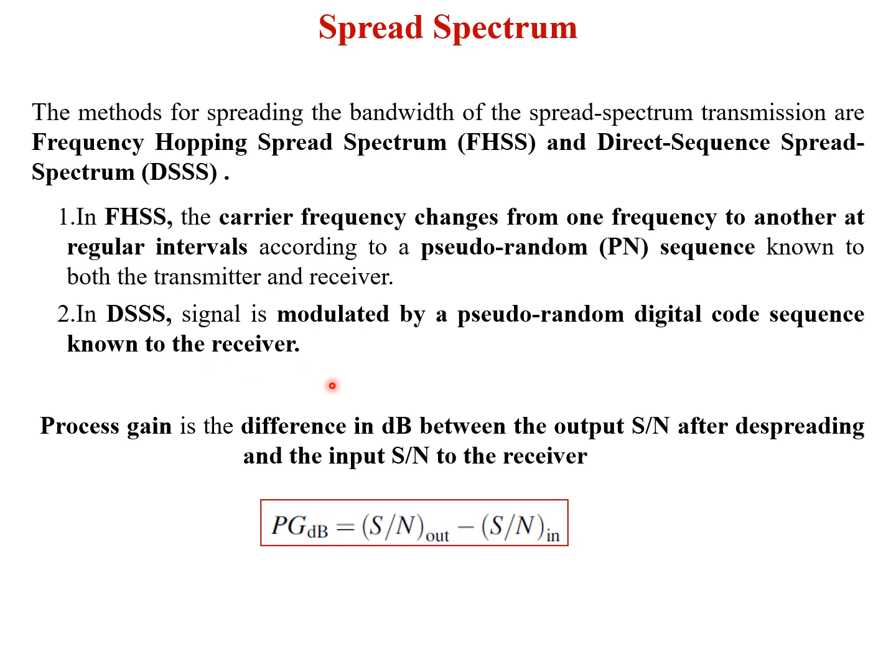The performance of both spread spectrum signals is related to a property called processing gain. Processing gain is defined as the difference in dB between the output SNR after despreading and the input SNR to the receiver. So the difference between output SNR and input SNR is known as processing gain.